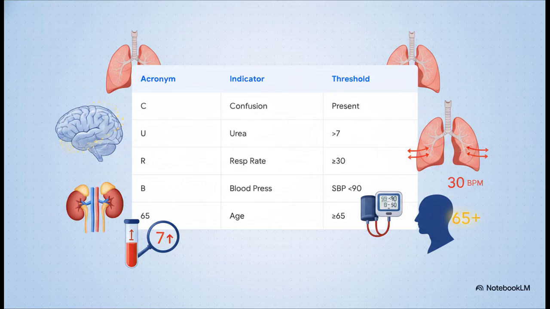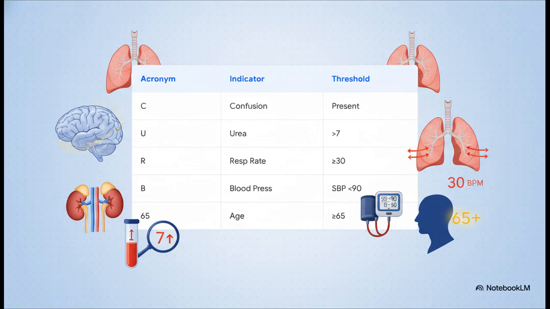C stands for confusion. Is the patient newly disoriented? U is for urea, specifically a level greater than 7, which tells us if the kidneys are taking a hit. R is for respiratory rate. Is it dangerously fast, at 30 breaths per minute or more? B is for blood pressure. Are they hypotensive? We're looking for a systolic below 90 or a diastolic at or below 60.